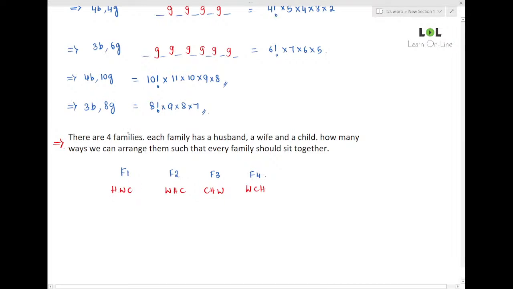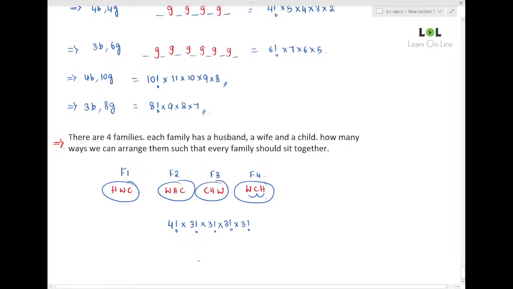Very good. Excellent. Observe. Consider all the families as one unit. What happens? Four families, four units, 4 factorial. But family members can interchange among themselves within their group. So first family can be rearranged in 3 factorial ways. Second family can also be rearranged in 3 factorial. Third family, 3 factorial. Fourth family also can be arranged in 3 factorial within themselves.